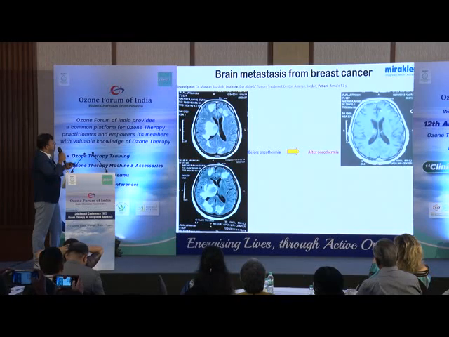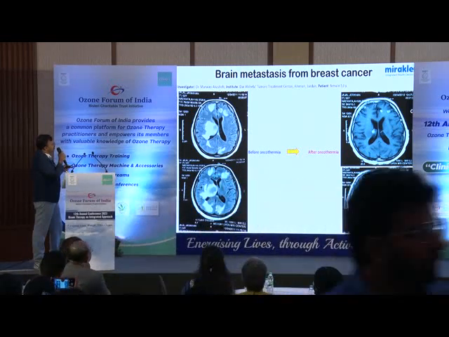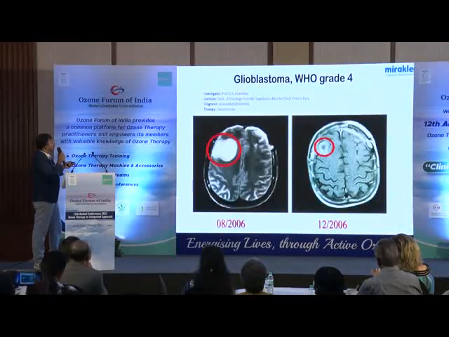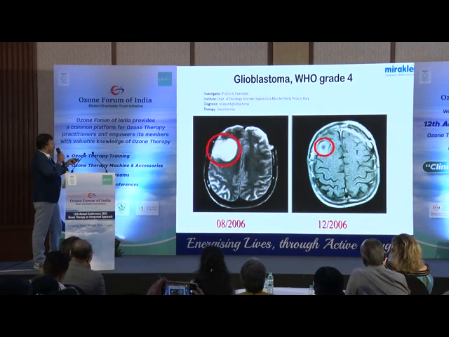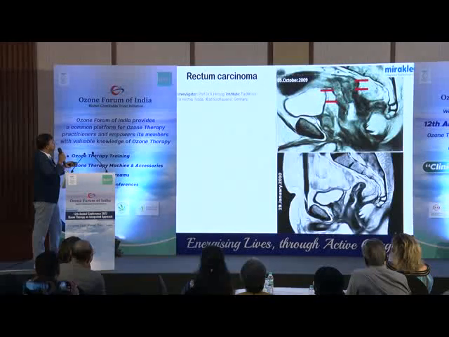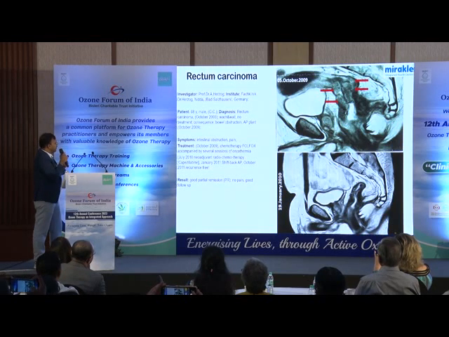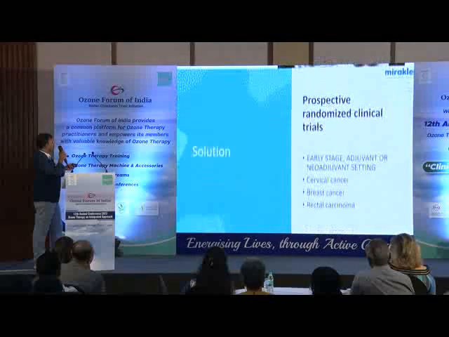This is brain mets in breast cancer patients. Before and after oncothermia, the tumor size was drastically reduced. The cerebral edema disappeared. This is a glioblastoma, I think a grade 4 glioma. The tumor mass drastically reduced after oncothermia. Rectal carcinoma is more notorious for patients, whether you treat with radiotherapy or chemotherapy. When combined with hyperthermia, patients get a better response rate along with a better surgical cure rate.